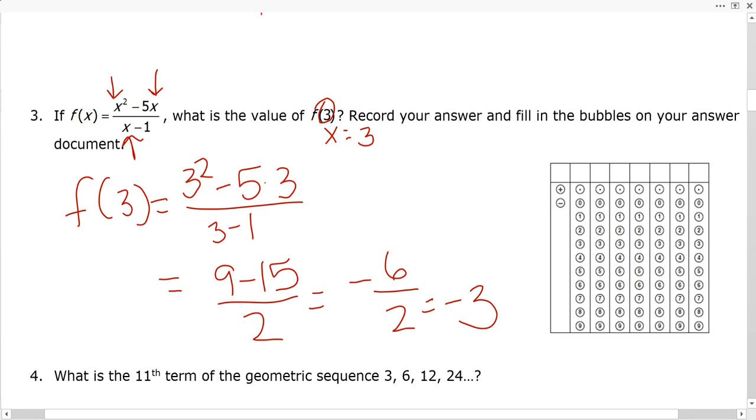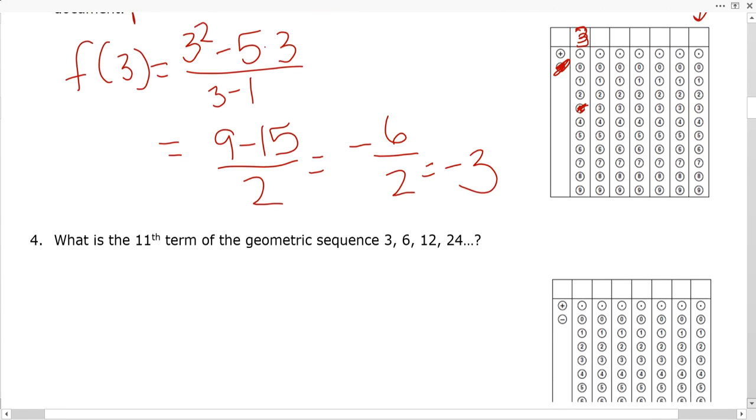So when you fill in your grid, don't forget to do your negative, and then you can put your 3 up here at the front, or at the back. Either way works. You can put it here. Just make sure you bubble in the 3.